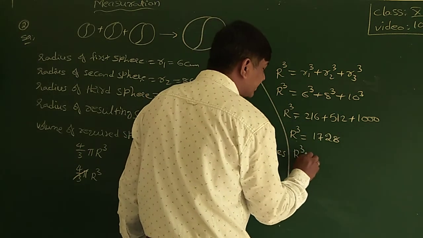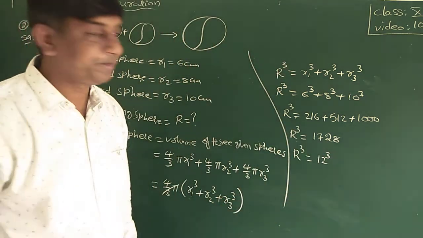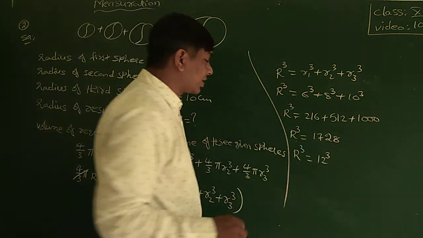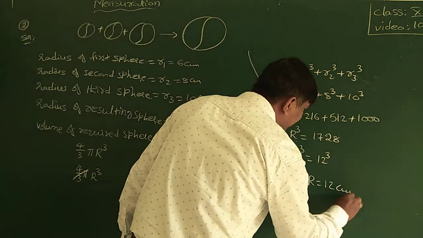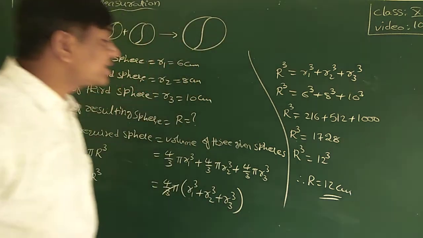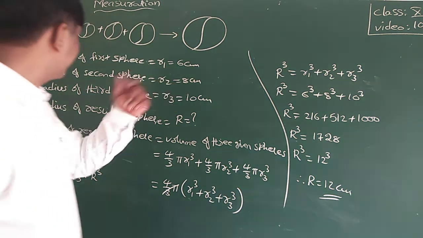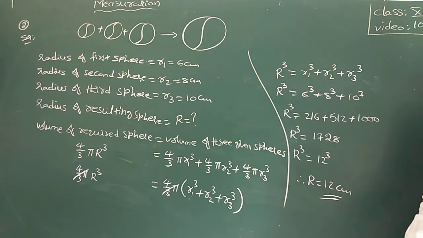Now R cube is equal to 1728, which we can write as 12 cube. Therefore R is equal to 12 centimeters. Our resulting sphere radius is equal to 12 centimeters. Please write down.